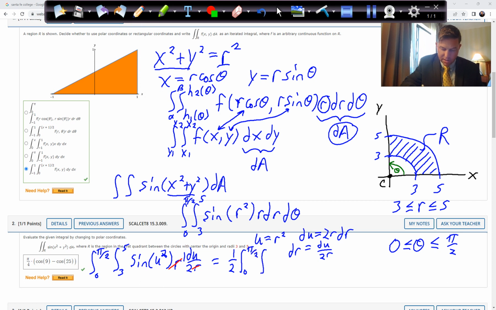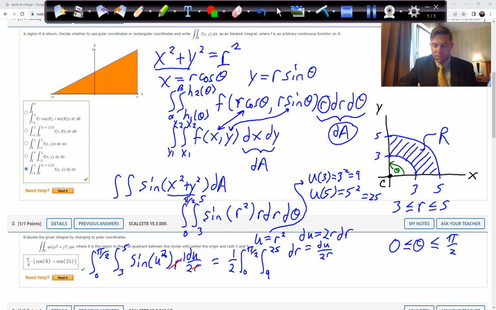Let's actually change the limits of integration. I don't do this often, but let's try it. So if u is r squared, we're going to plug in the first limit, the lower limit, which is 3. So u of 3 would be 3 squared, or 9. So now this bottom limit is 9. Then we're going to plug in the old upper limit of 5, u of 5, which would be 5 squared, which is 25. So this upper limit is 25.